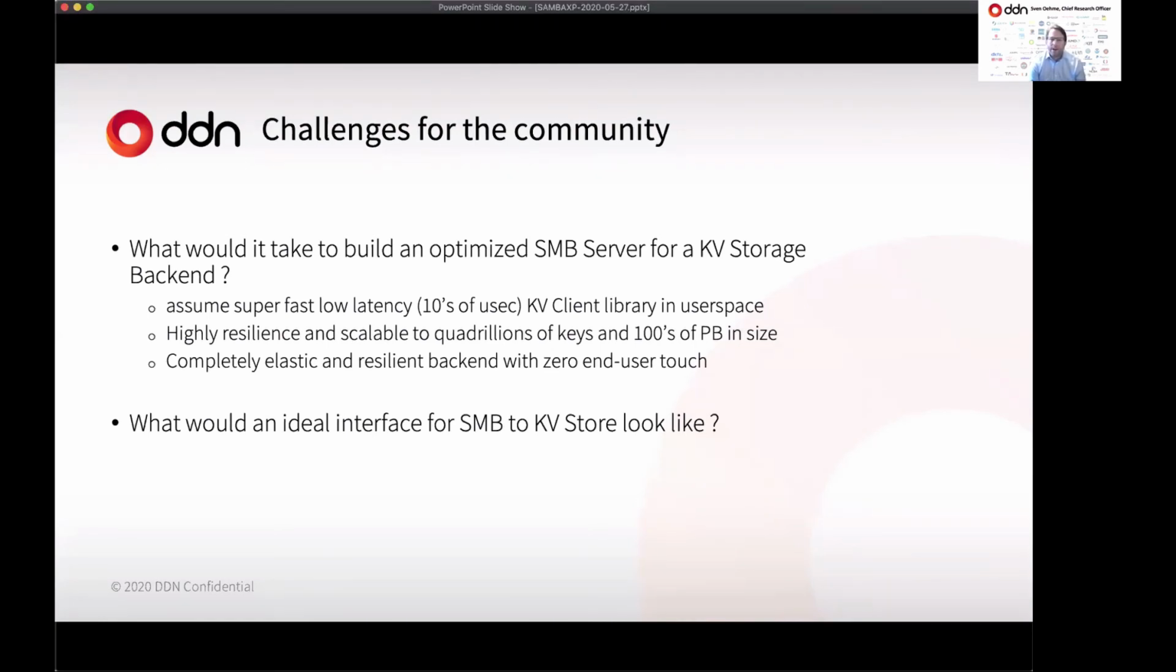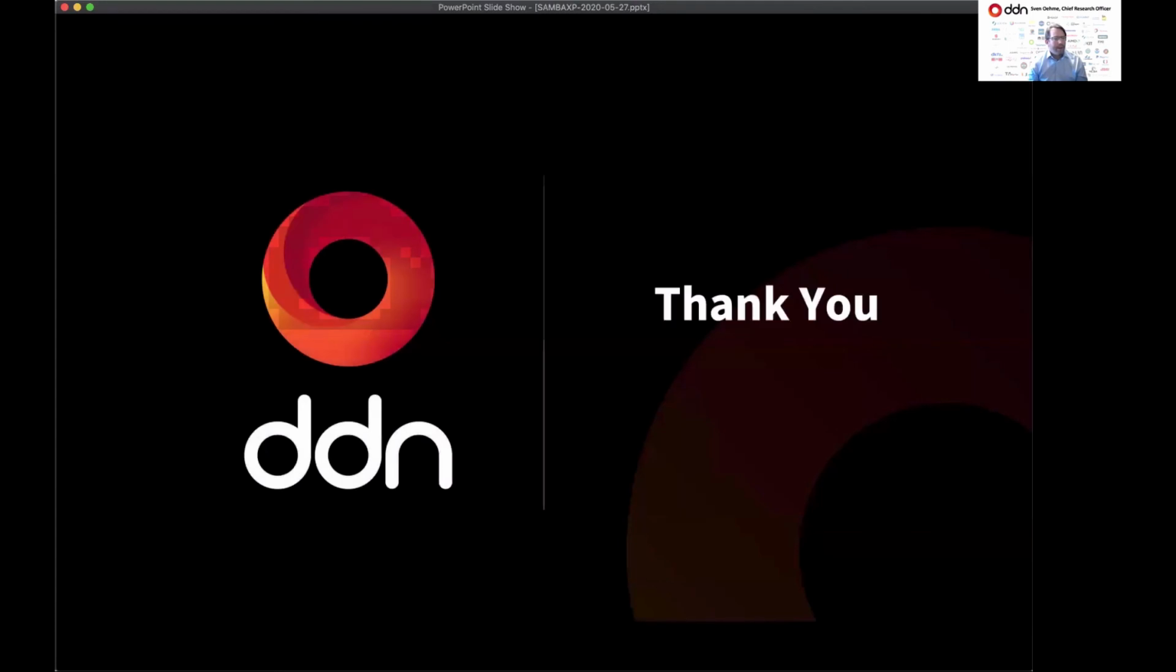So what would an ideal interface for SMB look like to run natively on top of a key value store rather than on top of a POSIX file system? And what would be the desired features and functions of a stack like that in order to accomplish this? And that is the end of my presentation. So thank you very much.